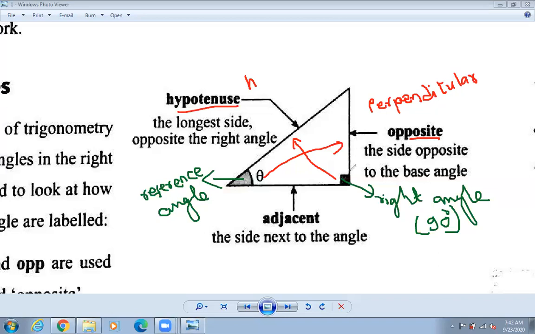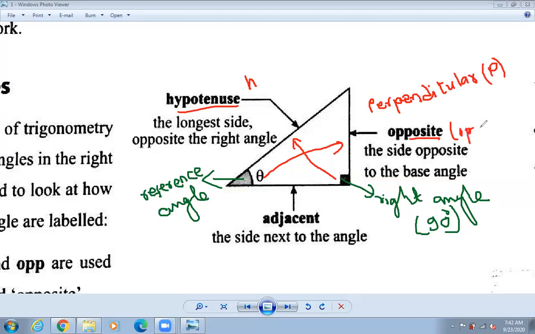Perpendicular means it is a straight line. Otherwise, we can say it is the opposite of the reference angle. The opposite of the reference angle is called what? We call it opposite, or we can call it the perpendicular. Normally we have learned it as perpendicular, but it is also called opposite, and it is represented by OPP.